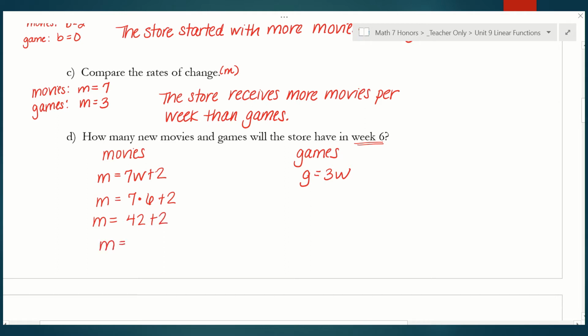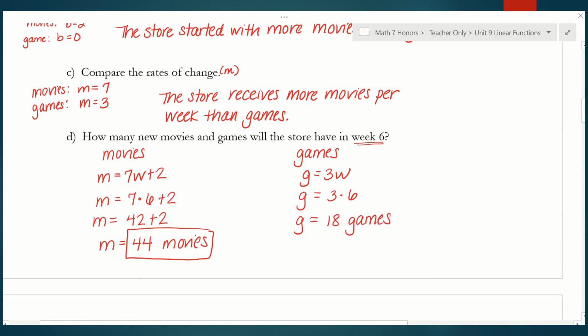And we're going to get that at 6 weeks, the store is going to have 44 movies. For games, again, substitute 6 for w, and we're going to get that after 6 weeks, the store will have 18 games. So that's how we use our equation to figure out different values.